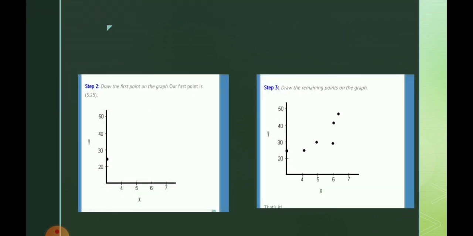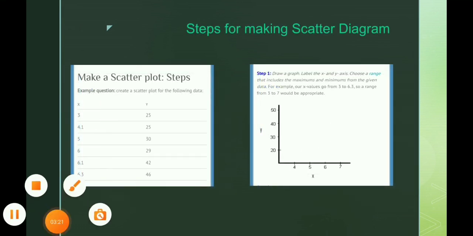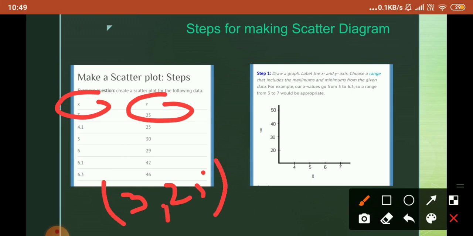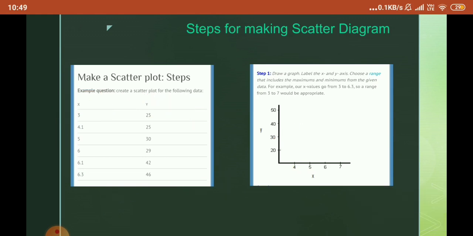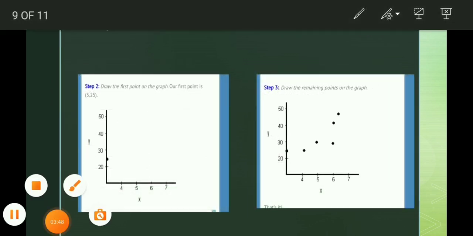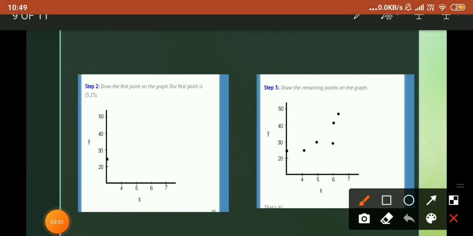The next step is to plot the points. The first value of x is 3 and the first value of y is 25, so the point is (3, 25). You plot 3 on the x-axis and 25 on the y-axis, and the point is at their intersection, as shown in the next slide. It is not exact, but the point will be here near 25.